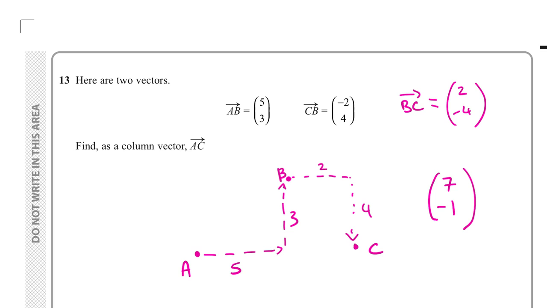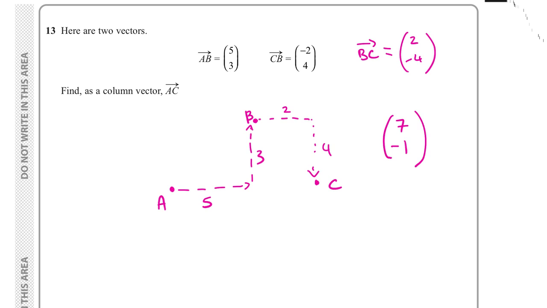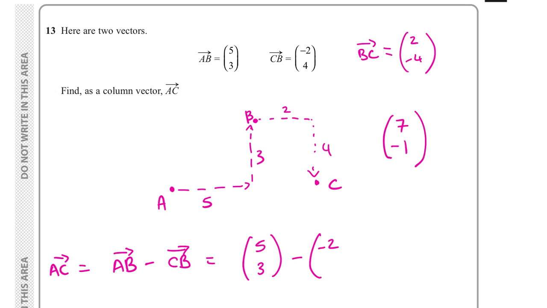Now, this is how I do it using a drawing. However, if I wasn't drawing, what we can do is to use a bit of formula. The direction A to C must equal the direction A to B minus C to B. Then using column vector form, we have (5, 3) minus (-2, 4). This is going to give me (7, -1). So you can see there's two different ways to do this.